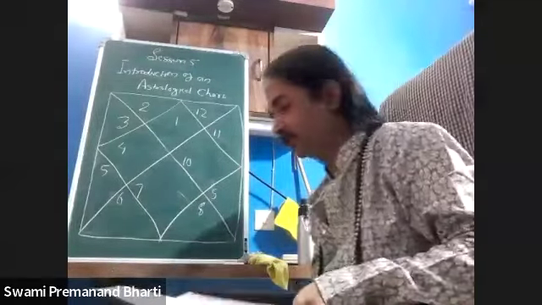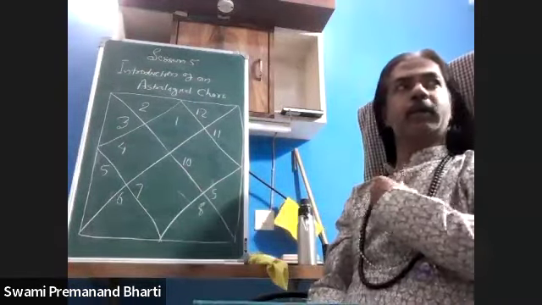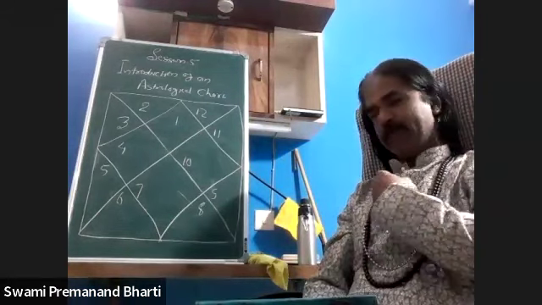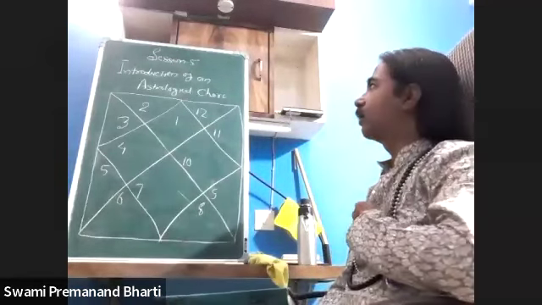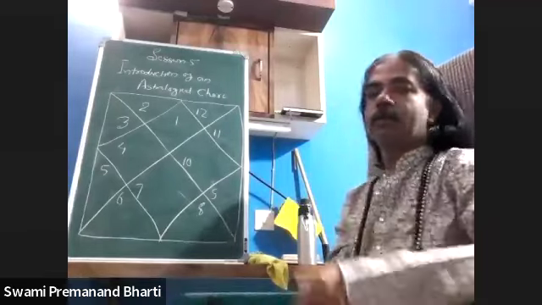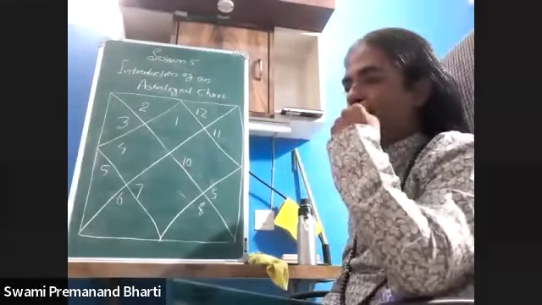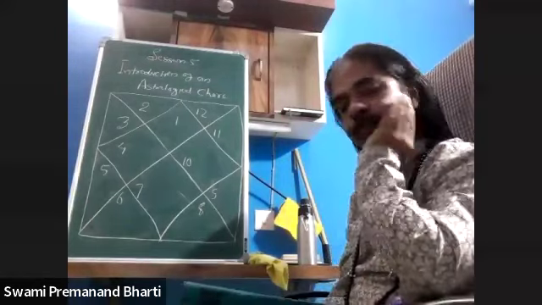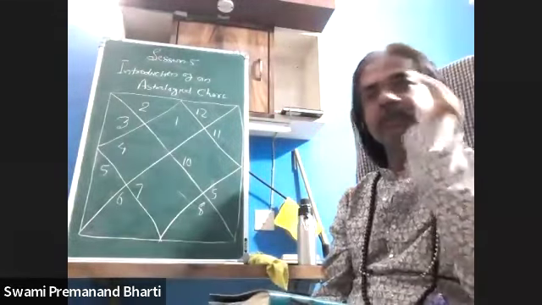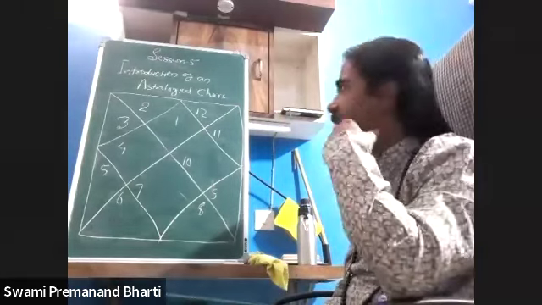Right. So now we are at the fifth session, which is about making of an astrological chart, a basic introduction of an astrological chart, like how these houses are represented and what these houses represent. This is what we are going to understand today.